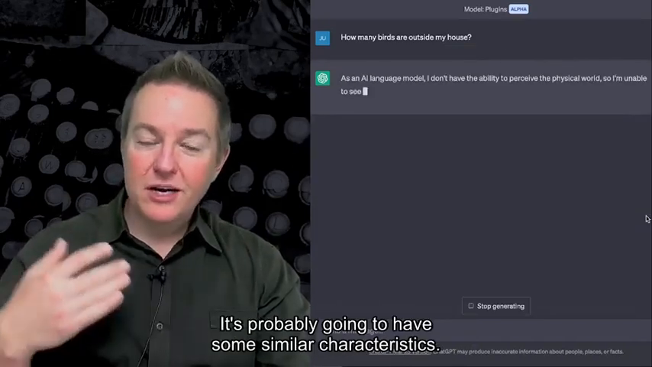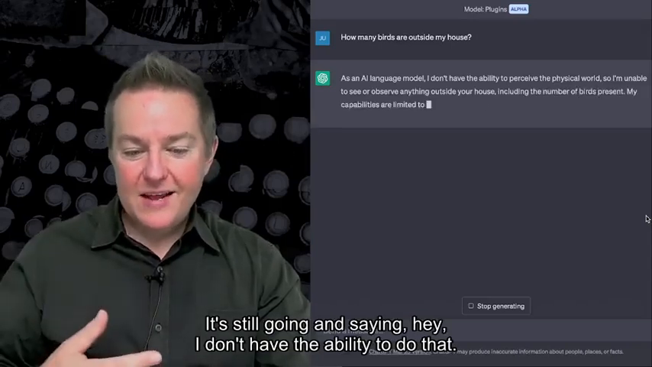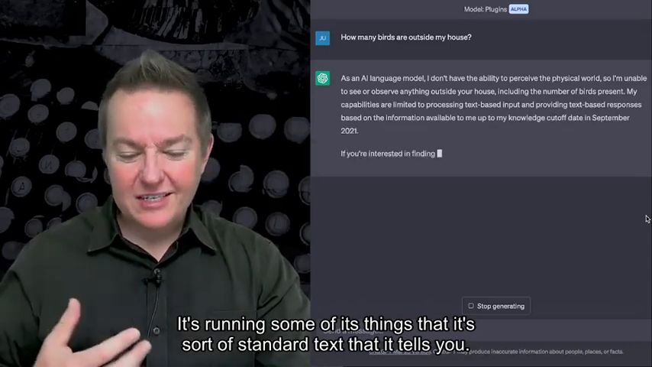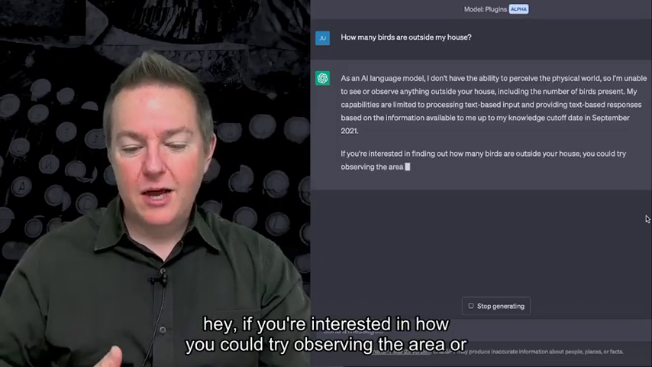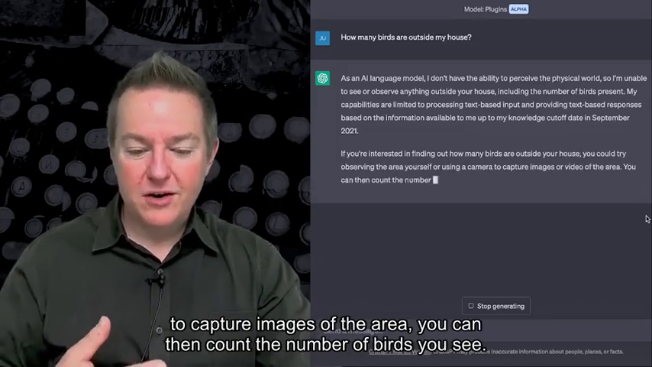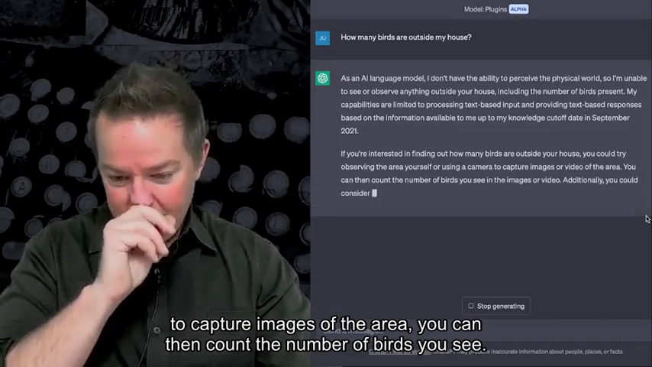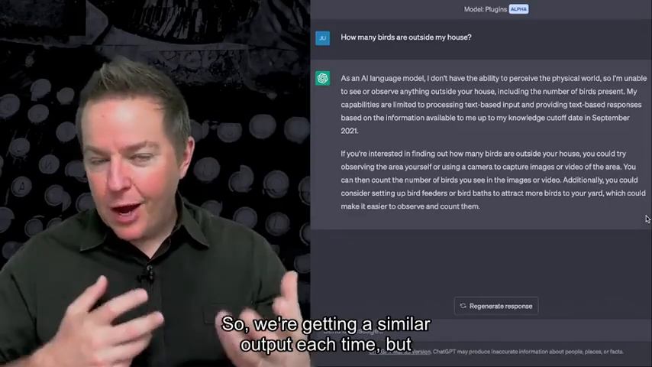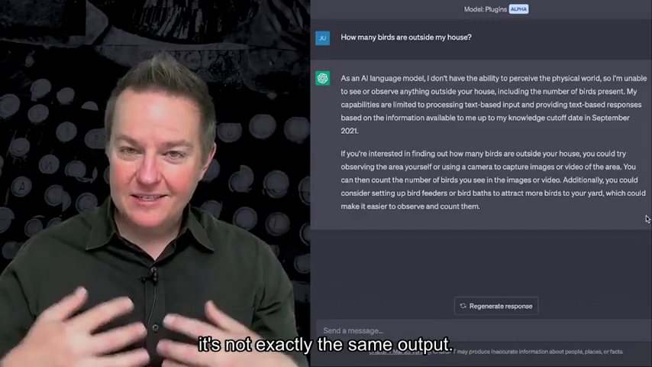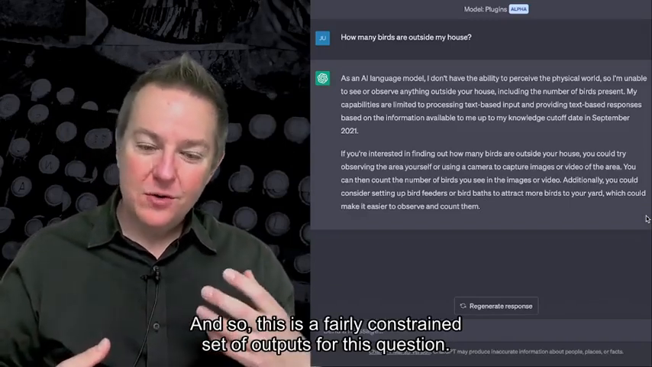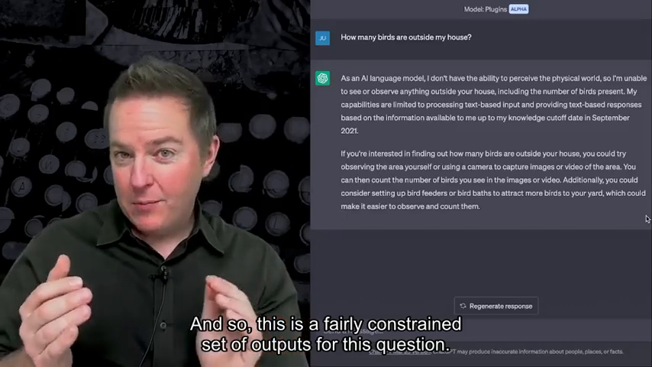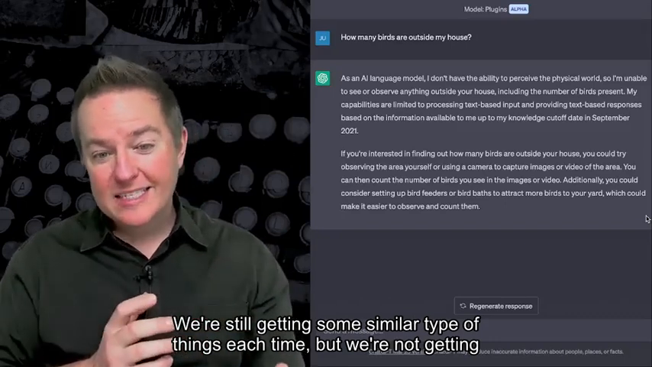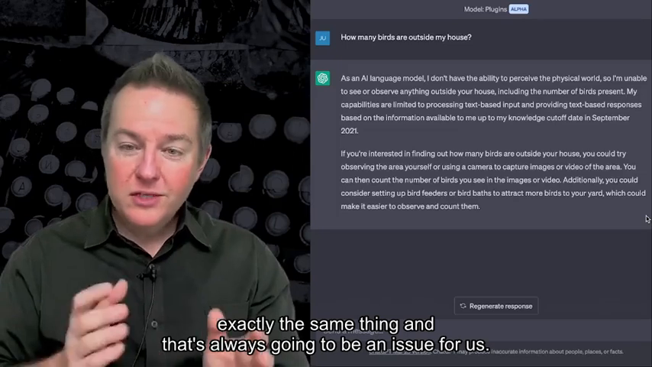It's probably going to have some similar characteristics. It's still saying, hey, I don't have the ability to do that. It's running some of its standard text that it tells you. But then it's saying, if you're interested, you could try observing the area or capturing images of the area, and you can then count the number of birds you see. Additionally, you could consider setting up bird feeders or bird baths. So we're getting a similar output each time, but it's not exactly the same output. And so this is a fairly constrained set of outputs for this question. We're still getting some similar type of things each time, but we're not getting exactly the same thing. And that's always going to be an issue for us.